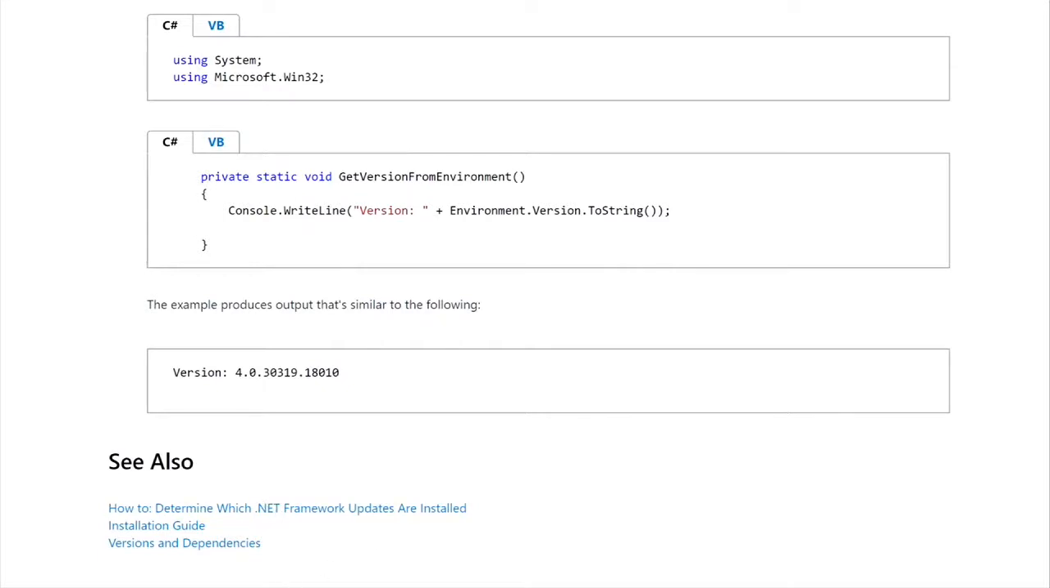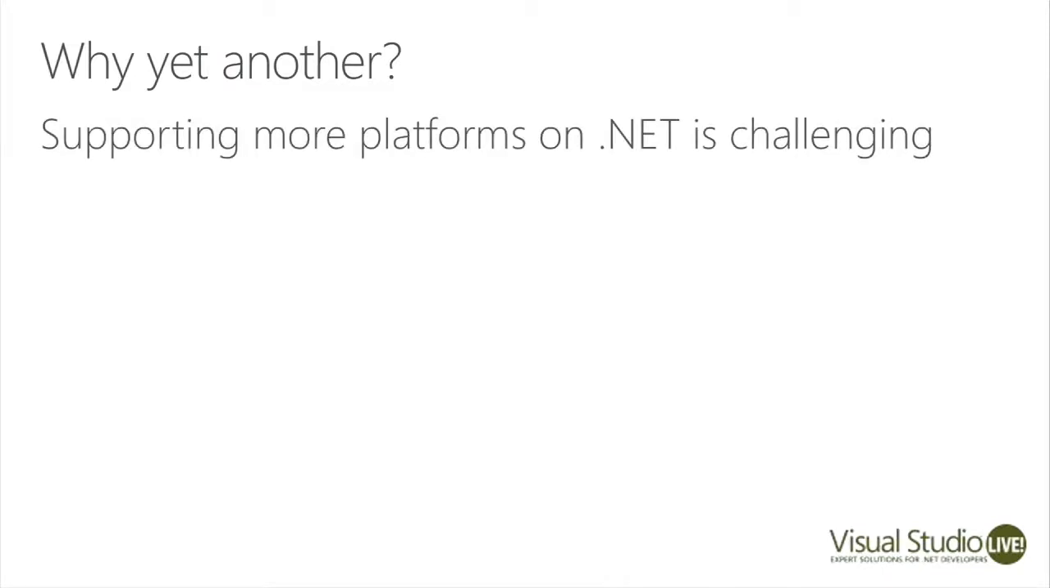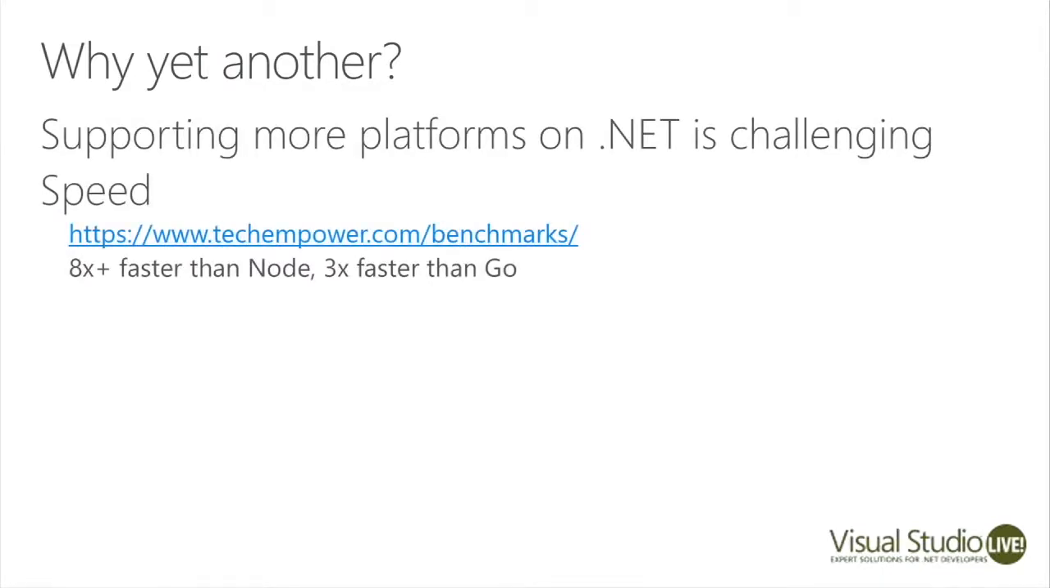That was just on determining what version of the .NET Framework is installed on the system. So you might think, oh, I could just check this folder, but that wasn't always true. A little bit difficult. So why are we throwing another platform at you? Supporting more .NET platforms is indeed challenging. Speed: the full .NET Framework had a lot of baggage with it.